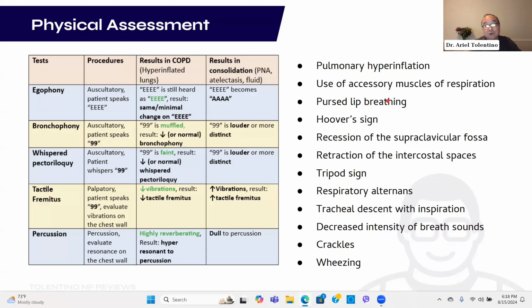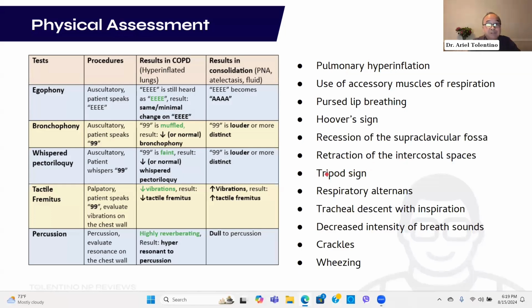So that's a good compensatory mechanism to breathe better in COPD. You may even see the Hoover sign. This is the inspiratory indrawing of the lateral rib cage. We may be able to see the recession of the supraclavicular fossa. This is the concavity superior or above your bony prominence, the clavicle. You could also see retraction of the intercostal spaces. And this retraction of these spaces is due to the expansion of the thoracic cage.